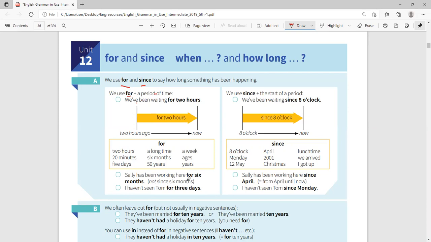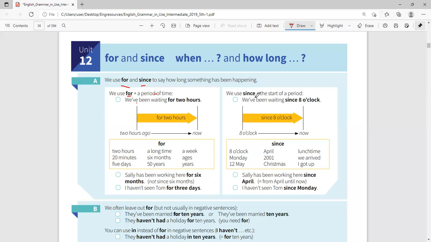Sally has been working here for 6 months. So from that time up to now, 1, 2, 3, 4, for 6 months. I haven't seen Tom for 3 days. So today is Thursday. So Tuesday, Wednesday. Oh, so Tuesday was the last time. So I have not seen Tom for 3 days. Meaning the last time you saw him up to now, you count 3 days.